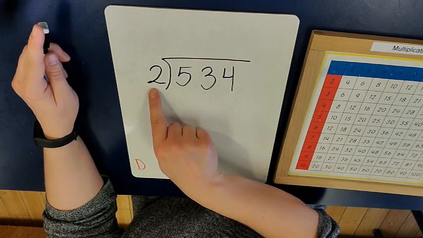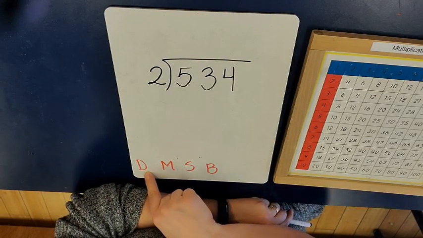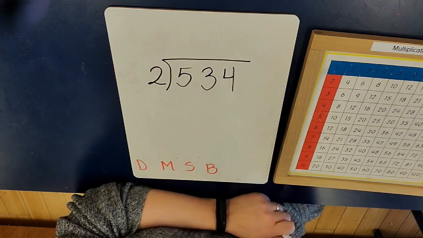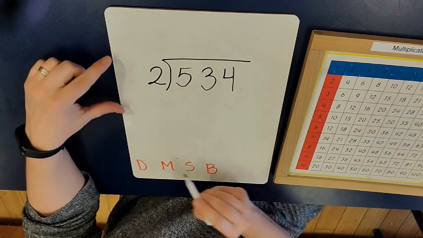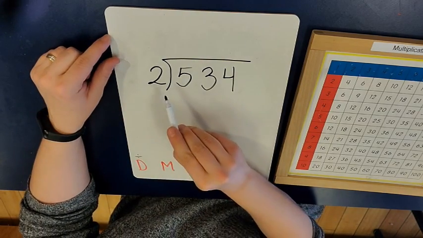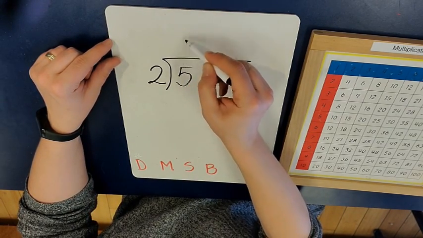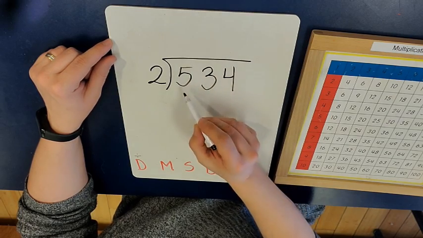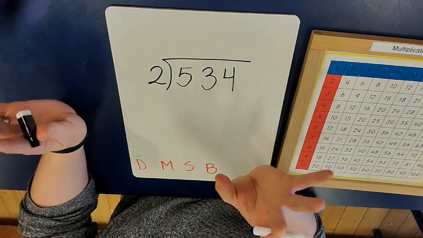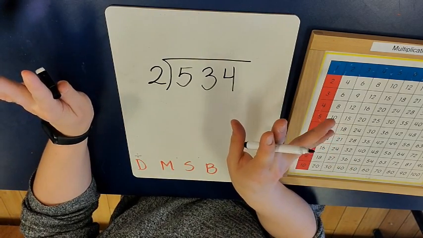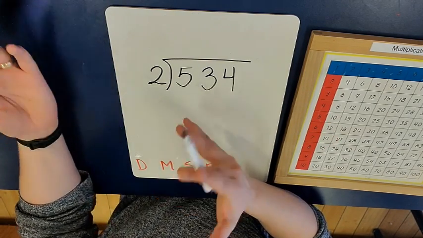Okay, so 534 divided by 2. Step number 1 is the D. Remember, dead monkeys smell bad? The D stands for divide. If I take 5 divided by 2, that will tell me my first digit in my quotient, and I want to write it right above the 5. So 5 divided by 2, and I want to get as close as I can. I'll bet you know right away that it doesn't divide equally. So what is the closest that it can go in?